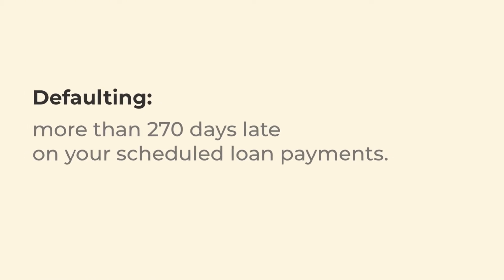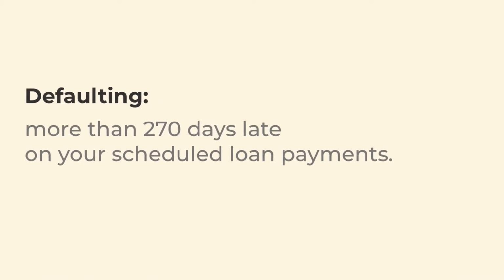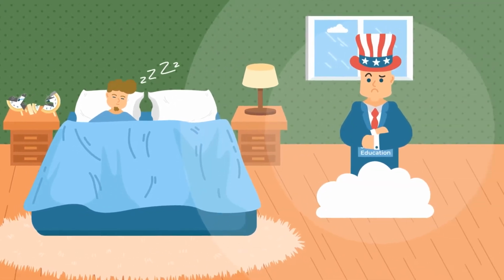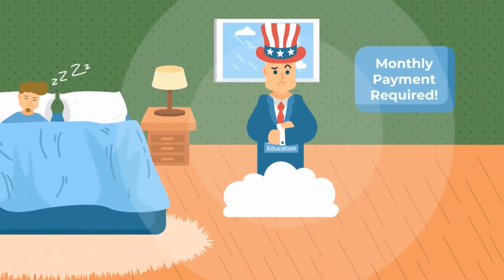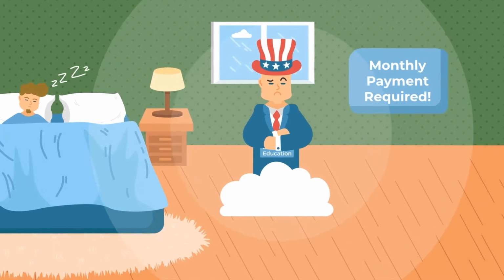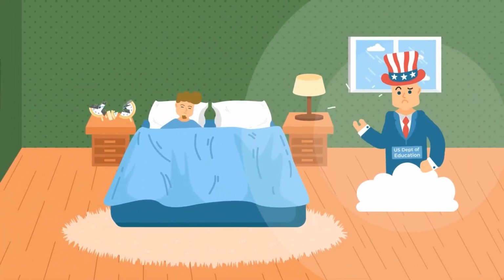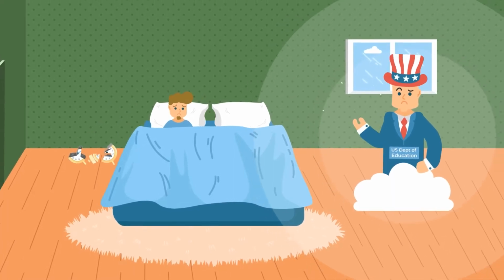Defaulting is a financial term meaning that you're more than 270 days late on your scheduled loan payments. Most student loans are secured by the federal government. That means the government is on the hook to pay your loans if you don't. Since the government makes the laws and collects taxes, they have a lot of enforcement power to collect the money you owe them.